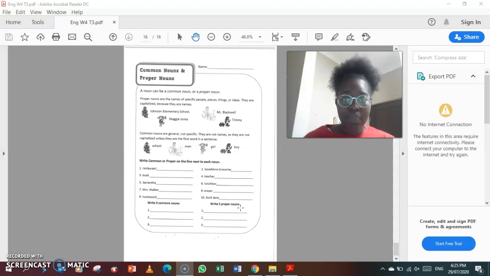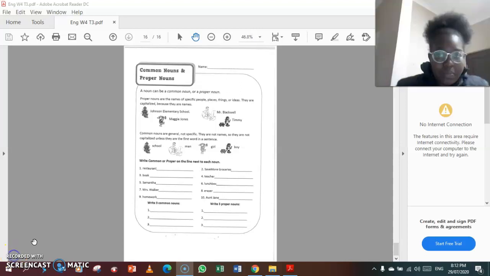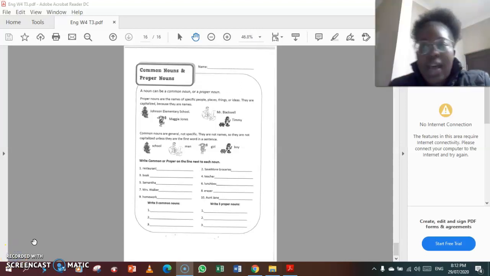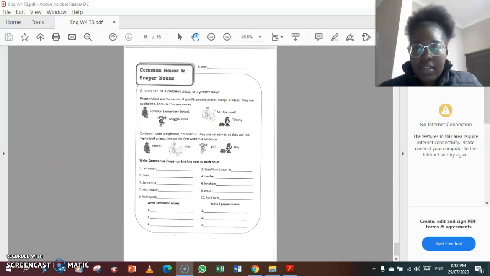Then you have your spelling quiz. Your spelling quiz you have to do in your workbook, the workbook that I sent home. Now get ready for your spelling quiz.